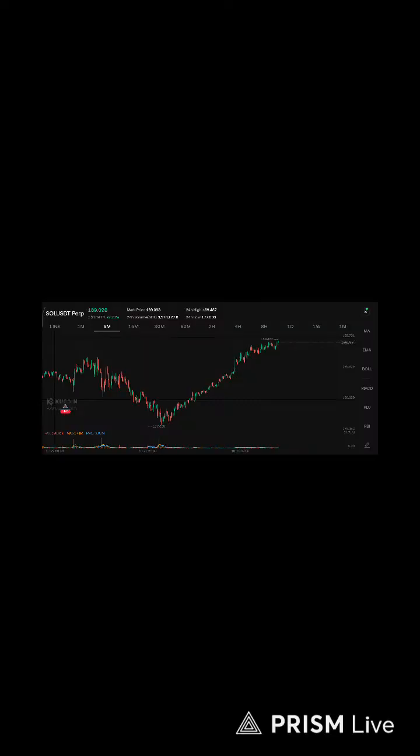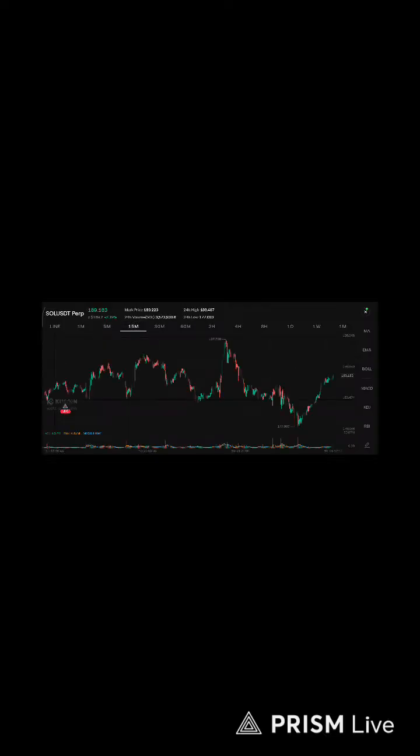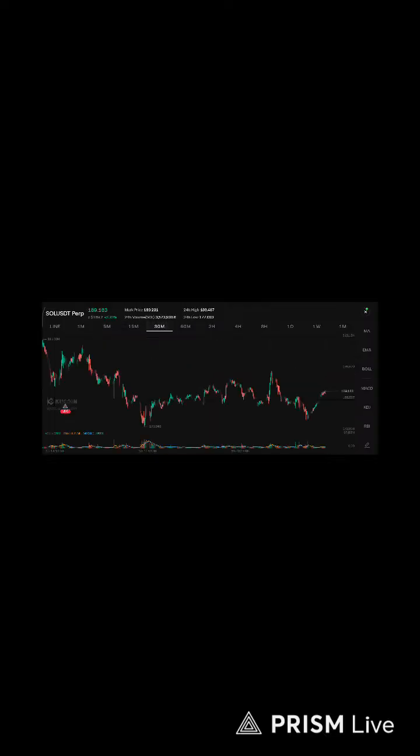Okay, I was trying to change it from the line to the candlesticks. So currently we were talking about BTC. On 1 minute, this is how the chart looks. On 5 minutes, the chart pattern will change. 15 minutes can never be the same as 5 minutes. 30 minutes doesn't look the same as 5 minutes.